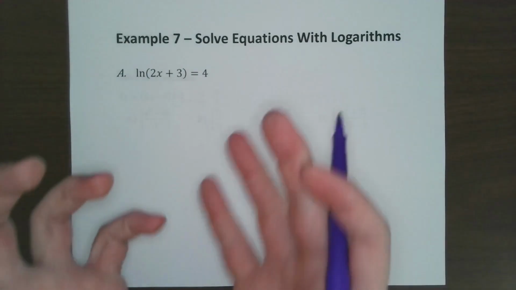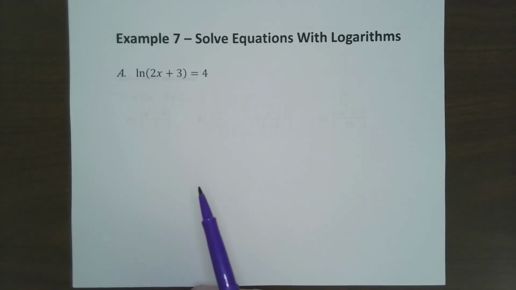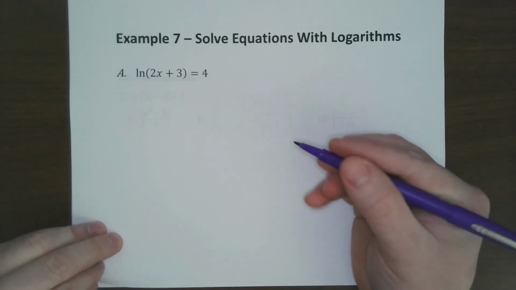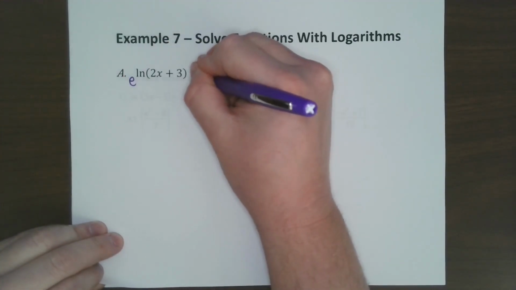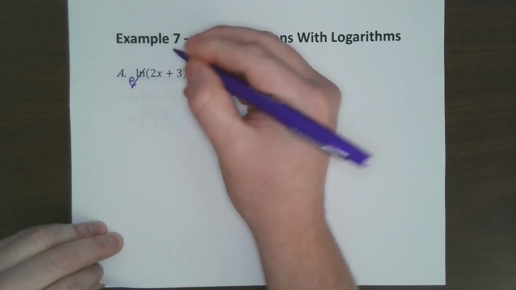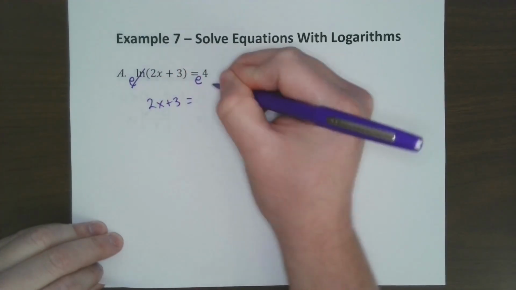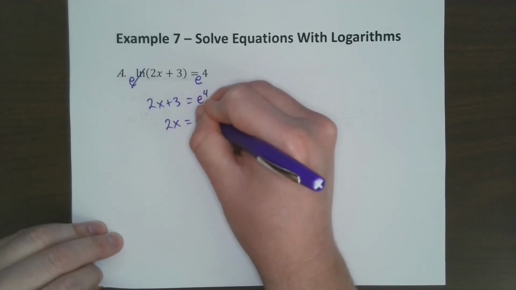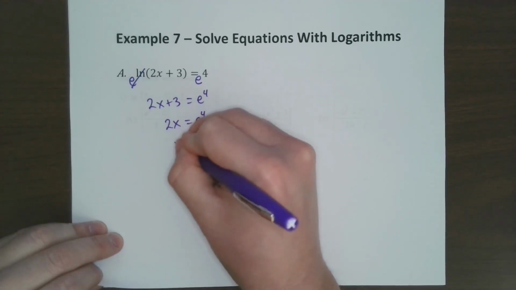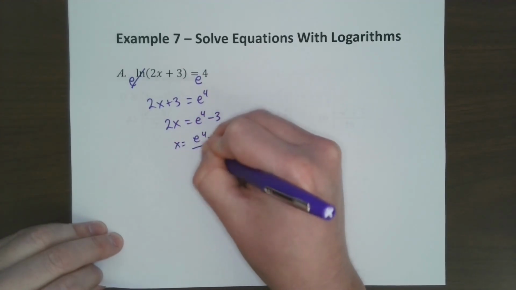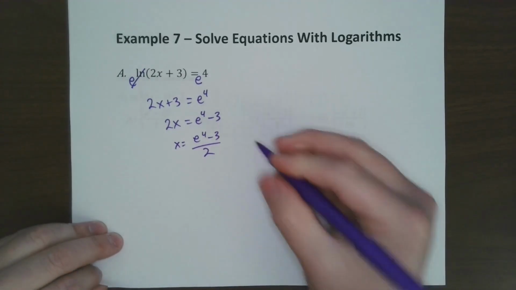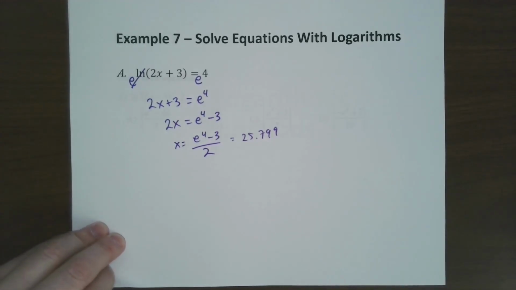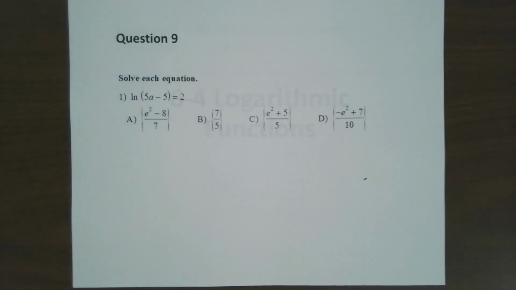Okay, what base goes with ln? The answer is e. How can you tell? Just look at the calculator. It's above it. So what we do is we're going to e both sides, like that. So these cancel, and you're left with 2x plus 3 equals e to the 4th. From here we can solve. And then from there you can plug that in the calculator if you want, but it's 25.799. Go ahead and try this problem.